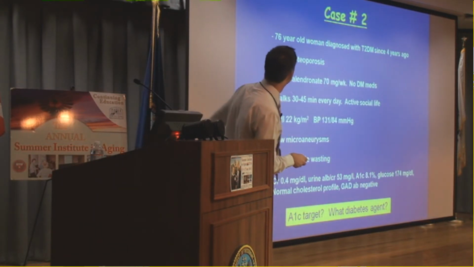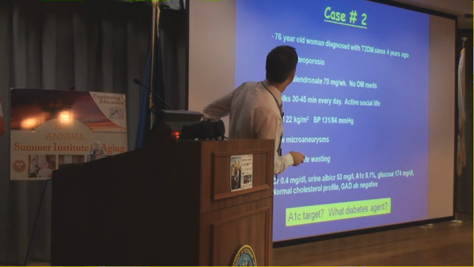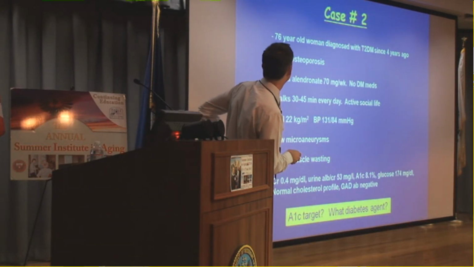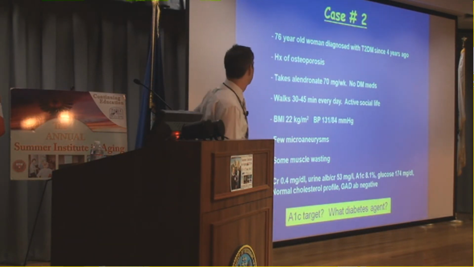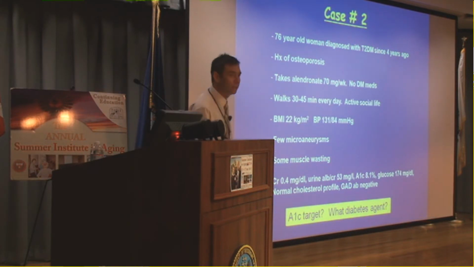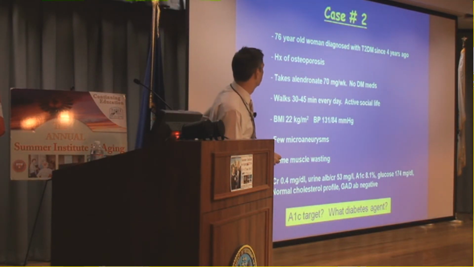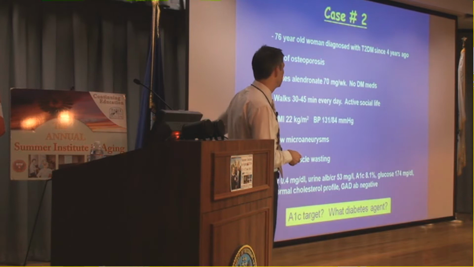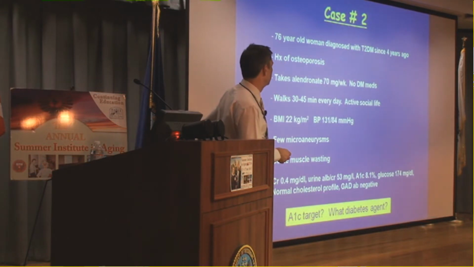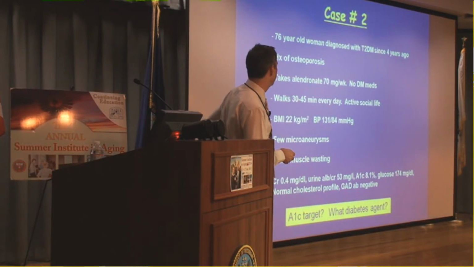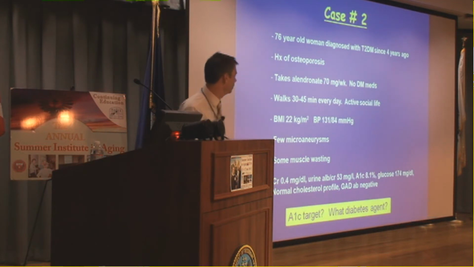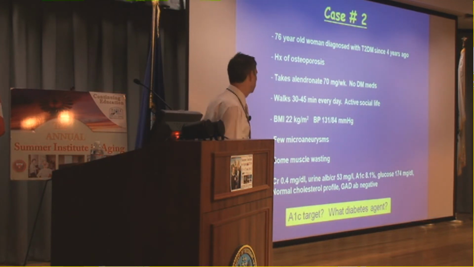Let's do another case. Okay, 76-year-old with type 2 diabetes for 4 years. She has osteoporosis and takes alendronate, which is Fosamax, once a week. She has a very active social life. She walks every day. Her BMI is 22, so she's lean. Blood pressure is a little high.